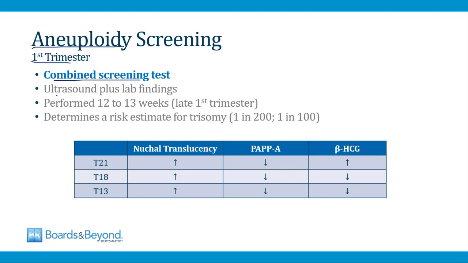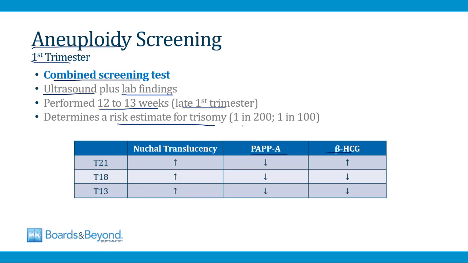It's called combined because it combines ultrasound findings for nuchal translucency plus lab findings in terms of markers in the mother. This is usually performed at 12 to 13 weeks, like I mentioned on the last slide, late in the first trimester. Basically you take the size of the nuchal translucency and the measurements in the mother for PAPP-A and beta-HCG, and you plug them into a formula. That formula will give a risk estimate for trisomy in the baby.